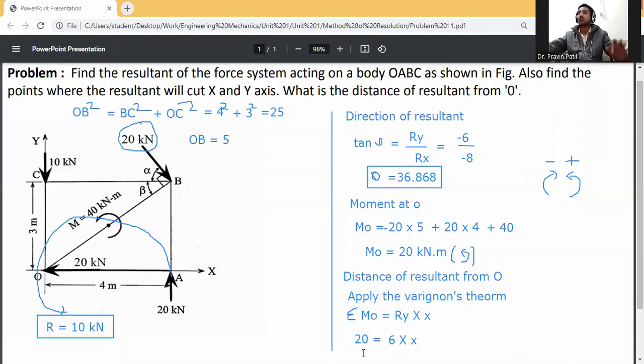So 20 divided by 6 will be 3.3 meter. So X is equal to 3.3 meter.